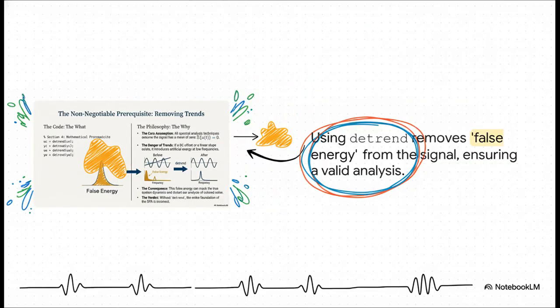Our next prep step is just as critical. We've got to remove trends. Look at that before signal. See how it's kind of riding on a slight upward slope? That's a trend. And here's the problem: all spectral analysis techniques assume your signal's average is zero. A trend like this pumps a massive amount of artificial energy into your signal, especially at low frequencies. It's like a smokescreen that hides what the system is actually doing. So we use the detrend function to get rid of this false evidence. That way, we know the energy we analyze later is from the system itself, not some hidden bias.